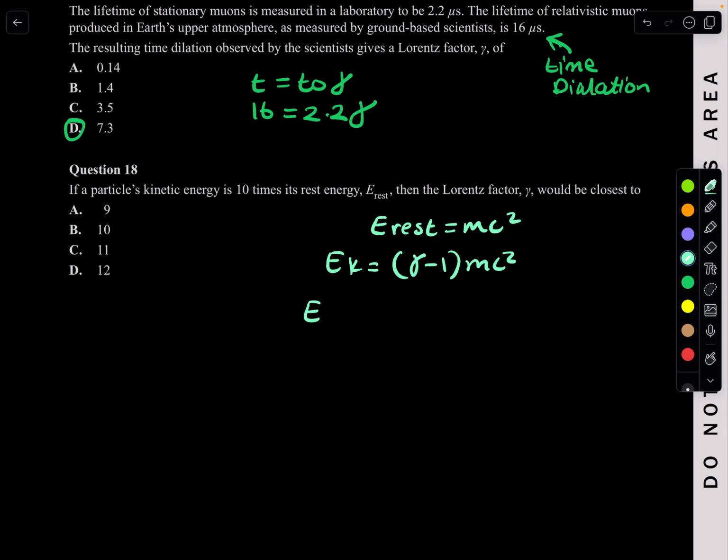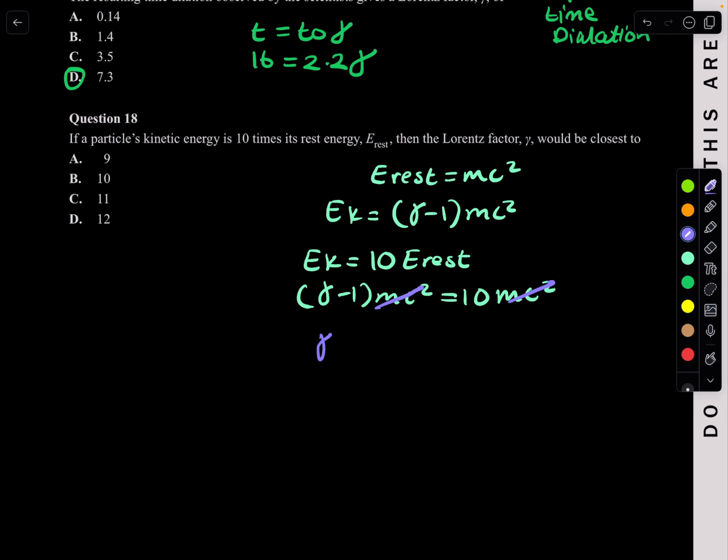If we know that the kinetic energy is 10 times the rest energy, we can put these all together. So E_K is just this minus 1 times mc squared, equals 10 E rest, which is mc squared. The mc squared cancels out, and we're left with this minus 1 equals 10, and hence your Lorentz factor is just 11. Easy.